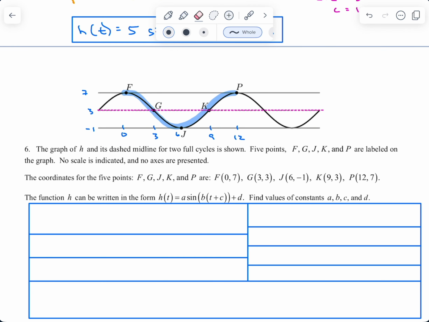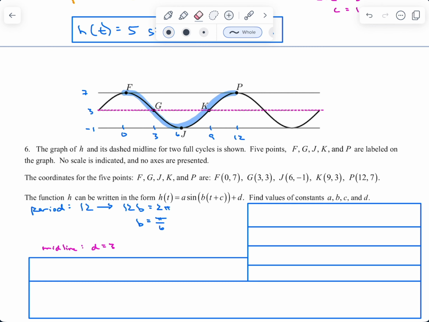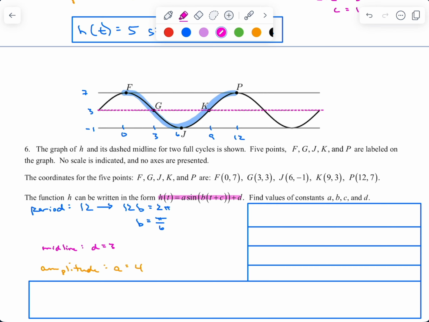Okay, here we go. Here's my graph. With that information, I noticed that my period, again, is 12. Because my period is 12, that's the same B value as before, pi over 6. The midline this time is 3, and my amplitude this time is 4. So I am asked to find a sine equation again.